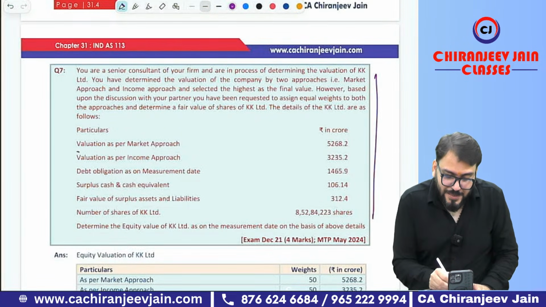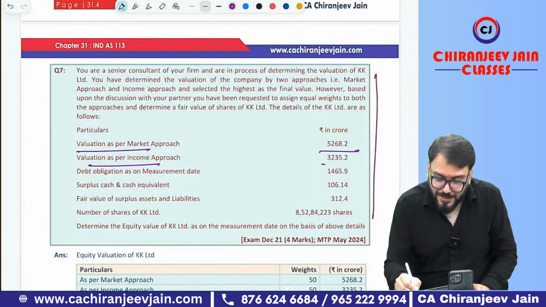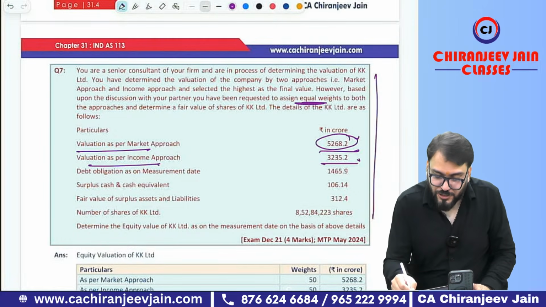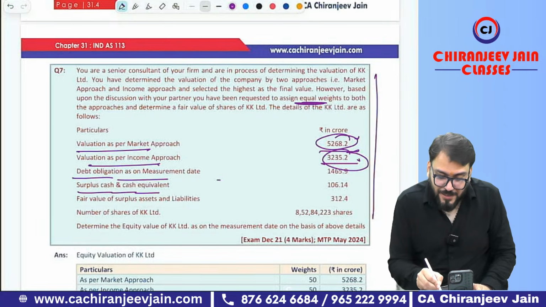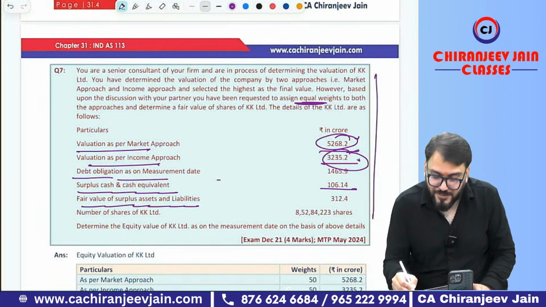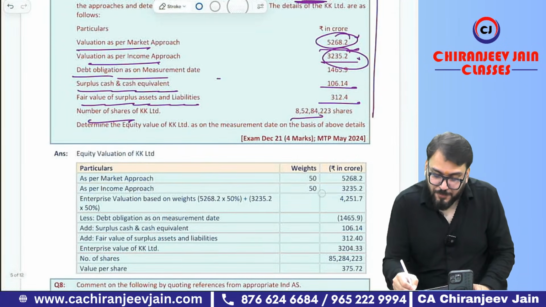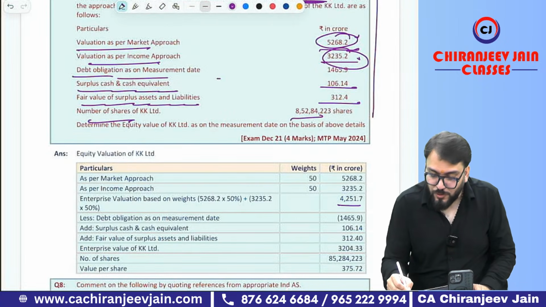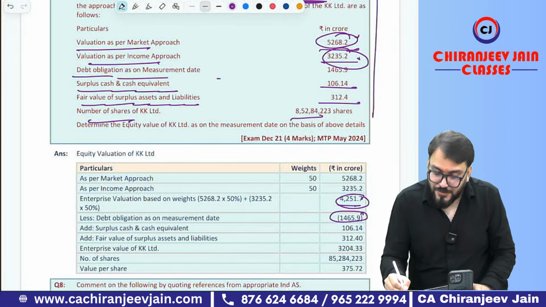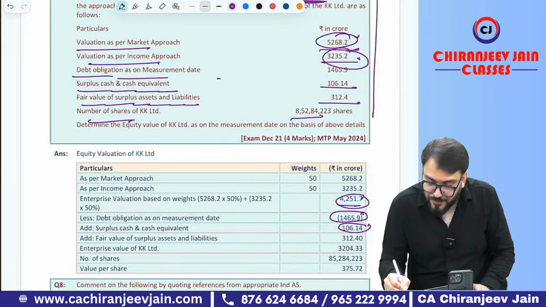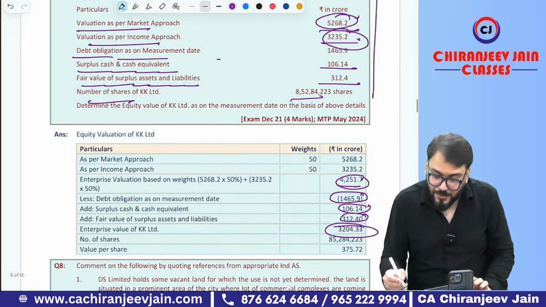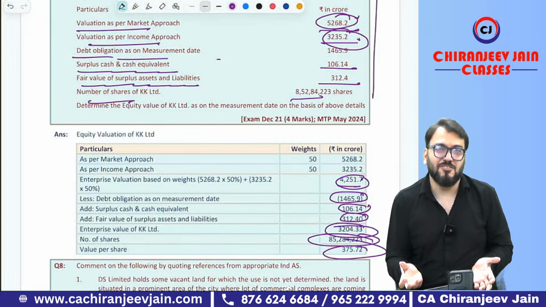In this, they have calculated valuation as per market approach and as per income approach. It is given that equal weight will be given to these. Then debt obligation is given, surplus cash and cash equivalent given, fair value of surplus assets and liabilities given, number of shares given. So first you will find the EV value, taking weights of 50%, 50%. So 50%, 50% will be 4251. This becomes enterprise value. From this minus debt obligation, then add surplus cash, then add surplus value of assets and liabilities. Then this becomes the enterprise value of KK Limited after all adjustments, divided by number of shares. This becomes value per share. What is this question? Super easy.